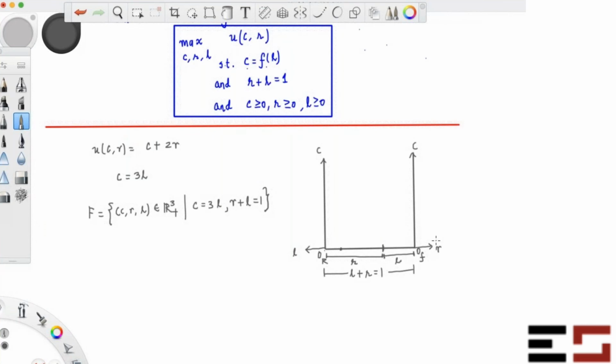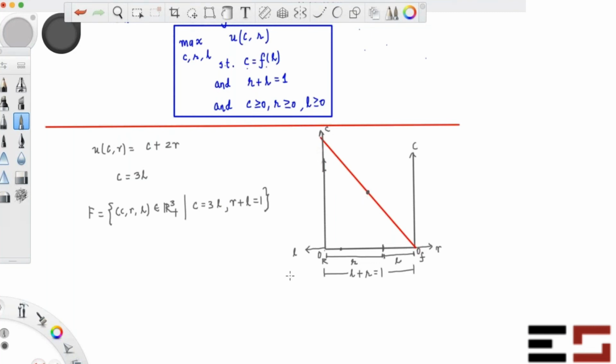Is this clear? Now we have just done this. We still have to also express C is equal to 3L. So how do we do that? Well, it's just a production function. Just plot the production function. So let's plot the production function. Is that okay? Yes or no? You can see that as labor increases, the output increases.